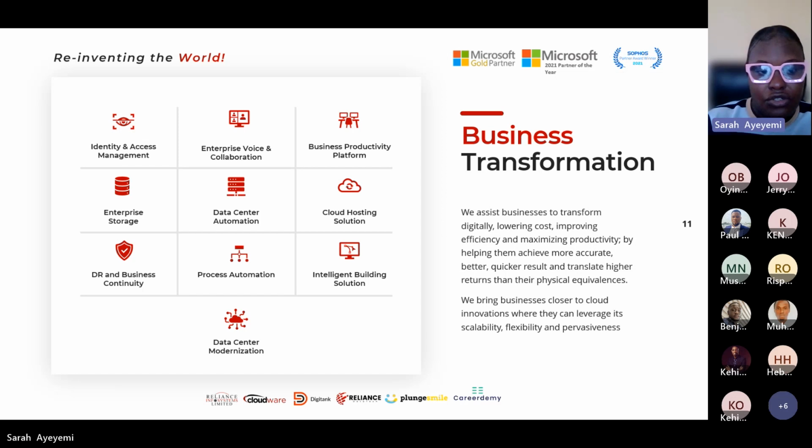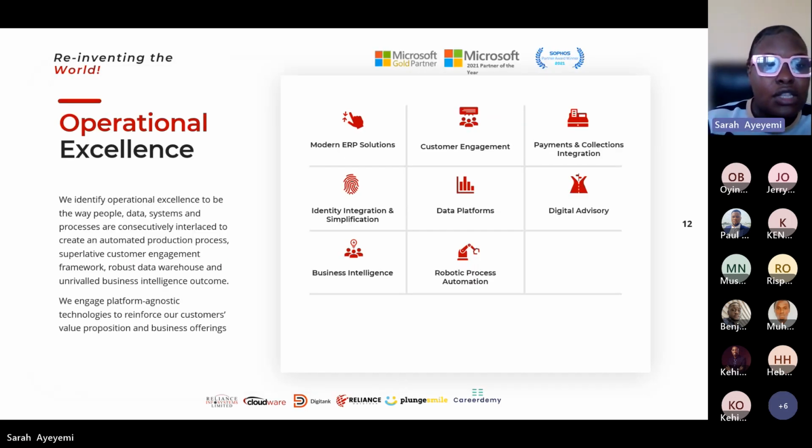For operational excellence, we identify operational excellence to be the way people, data, systems, and processes are consecutively interlaced to create an automated production process. We engage platform-agnostic technologies to reinforce our customers' value proposition and their business offerings. Some of the solutions we provide include modern ERP solutions, one of which we are going to be discussing at this event. We have customer engagement, payments and collection integration, identity integration and simplification, data platforms, digital advisory, business intelligence, and of course, robotic process automation.